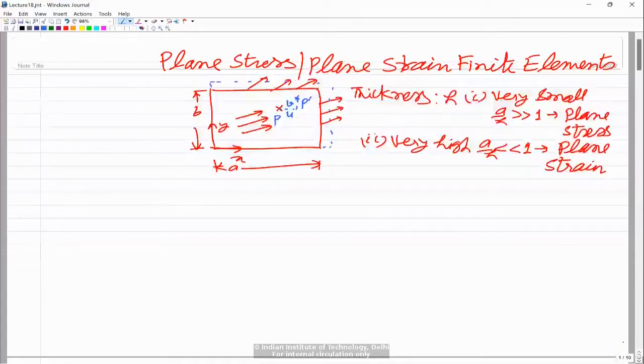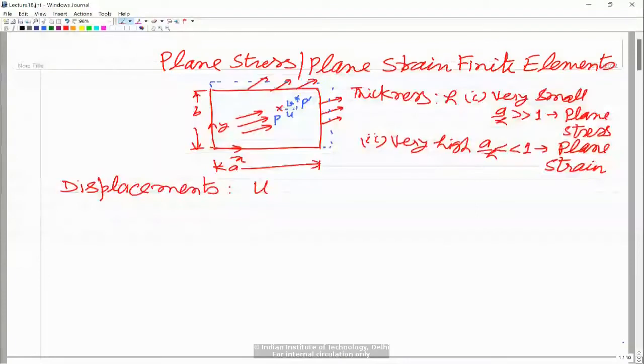If you look at displacements, we will have two independent components of displacement. One is u. u is the displacement along the x direction. So you have the plate and any point on the plate. When you apply the load, the plate deforms and therefore the point which was originally at some location, its current location changes.